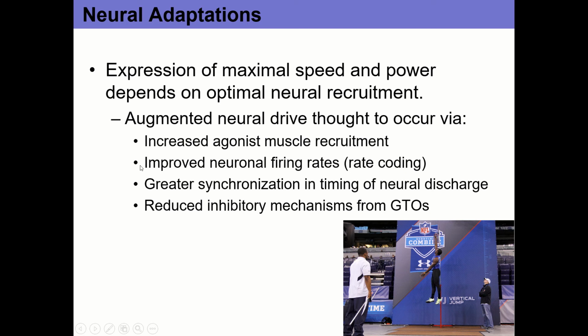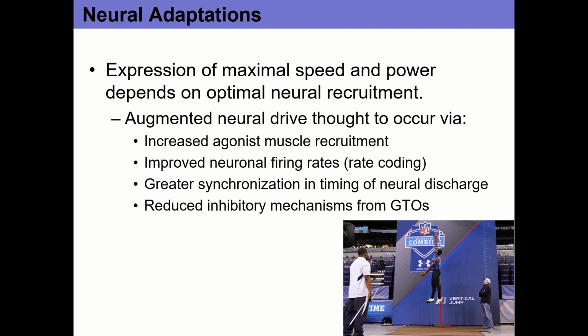Second one there, improved neuronal firing rates. So you get better at rate coding. Remember, rate coding describes the number of action potentials per second from a motor neuron. So how many times per second does that motor neuron depolarize, or how many action potentials per second does it send? Remember, with lower intensity contractions, maybe it only depolarizes 20, maybe 30 times a second. With really high intensity contractions, it's going to do that more like 80 times a second, right?